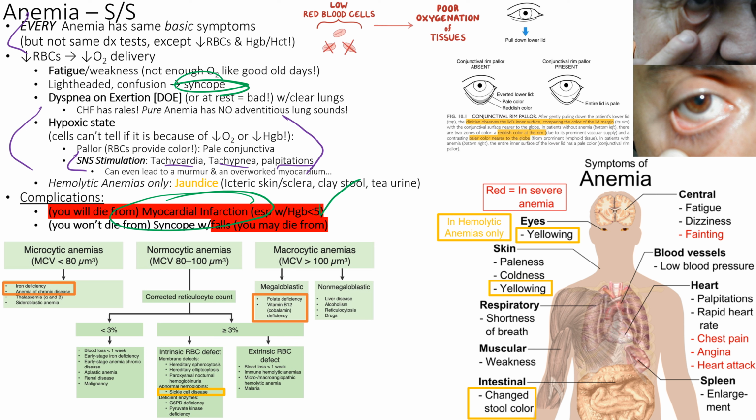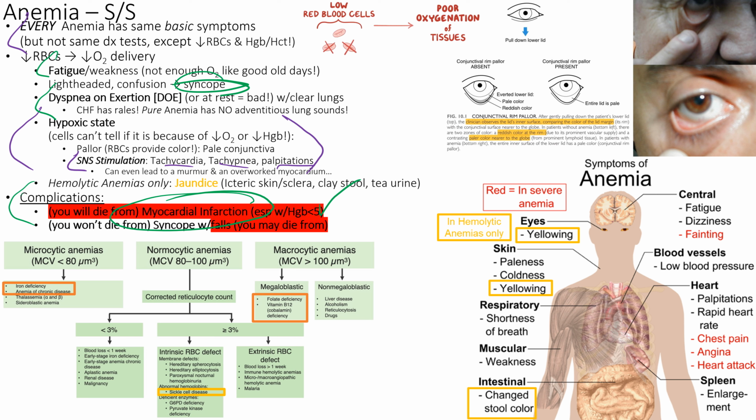So dyspnea on exertion, obviously you have low O2 to your tissues. Your muscles are going to get fatigued. So fatigue, dyspnea on exertion, they can't walk very far because they don't have enough oxygen circulating around. They might have plenty of oxygen, but 98% of your oxygen has to be carried by RBCs, right? So what else? So we got lightheaded, confusion, dyspnea on exertion, fatigue, hypoxic state, and our complications there, right?